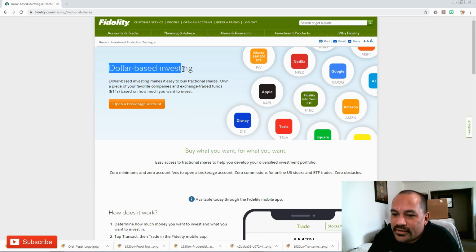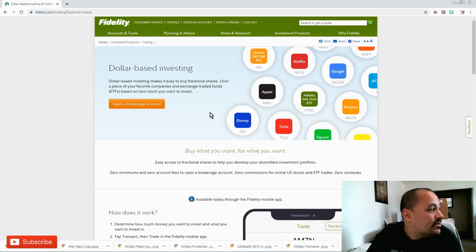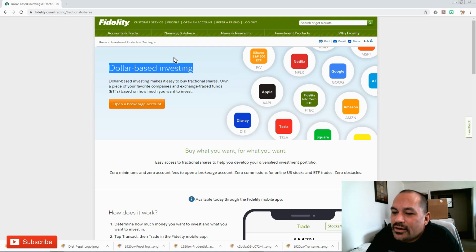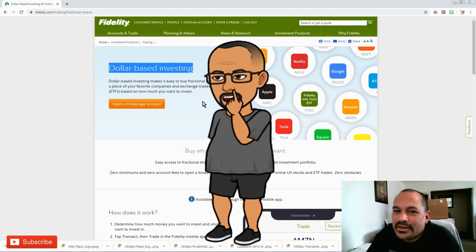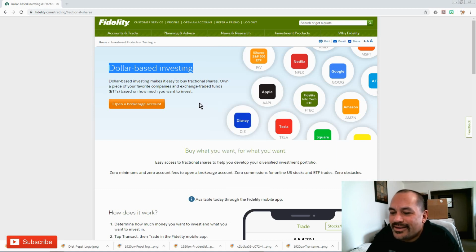For Fidelity, the dollar-based investing, this is the advantage. This takes the advantage over M1. And of course, sirens go off: the dollar-based investing at Fidelity is the advantage for the active stock chooser, picker. That sounds funny to me, the word picker, the stock picker. So there are my thoughts.